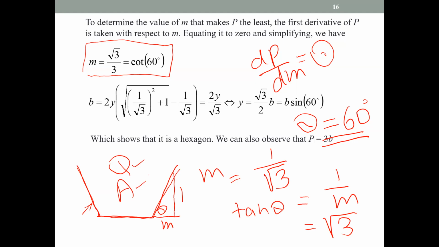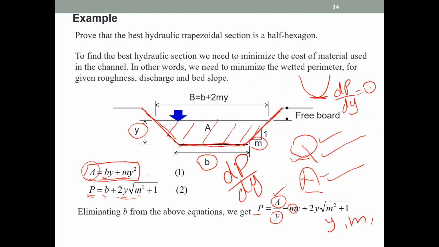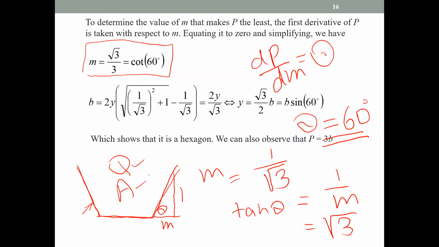So what we did, we separated the variables. What are the variables? We have y and m. Then we took the derivatives with respect to each one by one. Then we minimized it, and then we get the answer. That is the basic idea. So I need you to go through this derivation. I don't have much time to explain step by step, so please go through it.